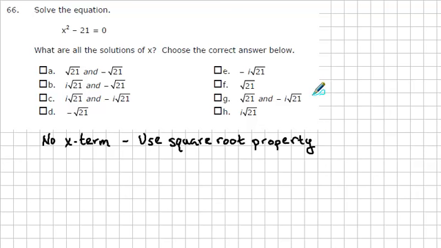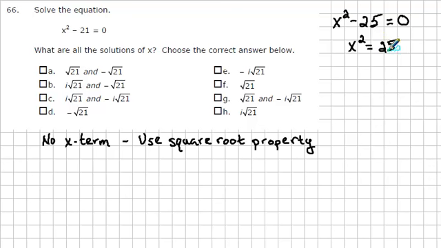Let me illustrate that on a little bit easier equation. Suppose we have the equation x squared minus 25 is equal to 0. Our first step would be to isolate the x squared by adding 25 to both sides. That would give us x squared is equal to 25.